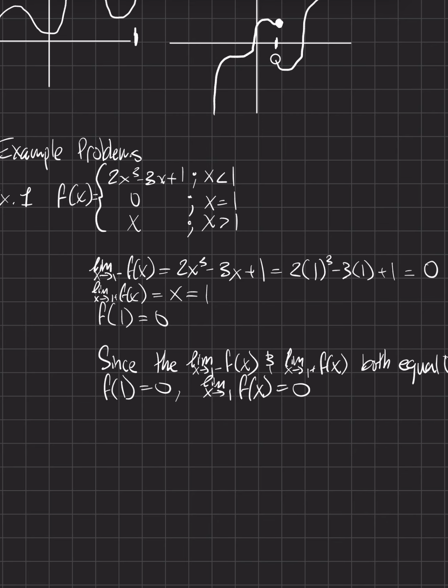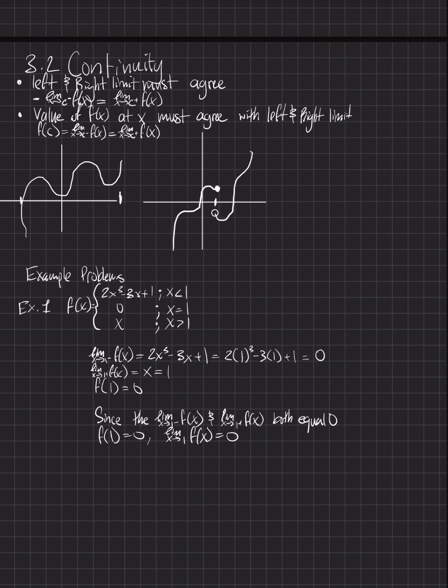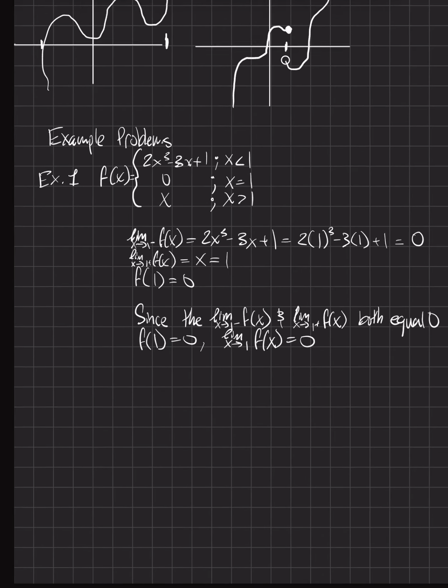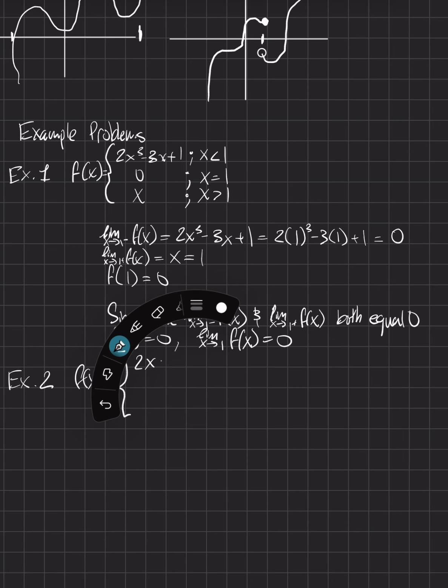So now that we've gone through that, we can see an example where maybe one part agrees, but another part doesn't. And let's just see what happens there. Example 2. For example 2, let's keep it similar. Let me just manipulate a little bit. Let's stick with x cubed. x cubed minus 3x plus 1.